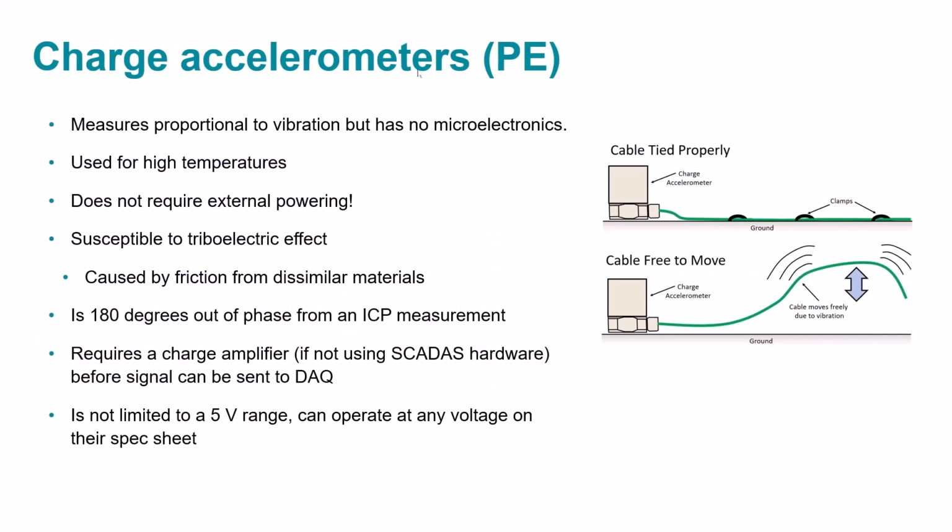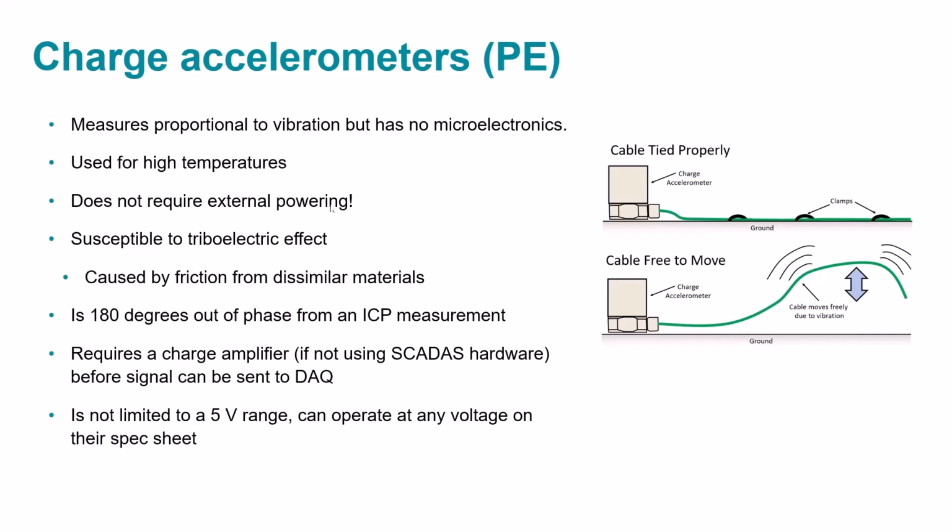So charge accelerometers are called piezoelectric instead of IEPE. And once again, IEPE is the integrated electronics. The main difference is that this has absolutely no integrated electronics. So this is able to output a charge signal. That's what we're measuring with the charge accelerometers. Instead of putting it out in millivolts, it puts it out in coulombs or picocoulombs because it's a really, really small signal. But it doesn't require any external powering.